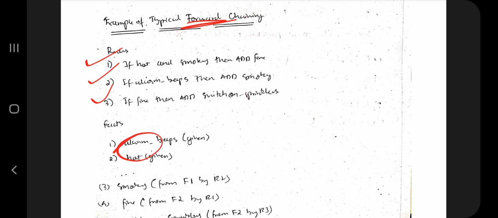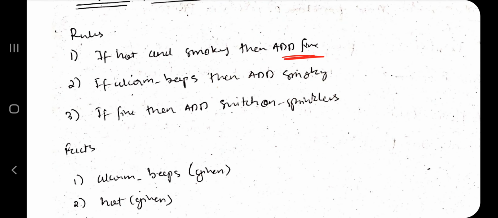Then you will be given some facts and you will be deriving some things. For example, if hot and smoky, then add fire. If there is hot and smoky, then add fire, means if it is hot and smoky somewhere, then there is fire at that time. If alarm beeps, then add smoky, means if the alarm is beeping, then understand that there is smoke somewhere in the room.